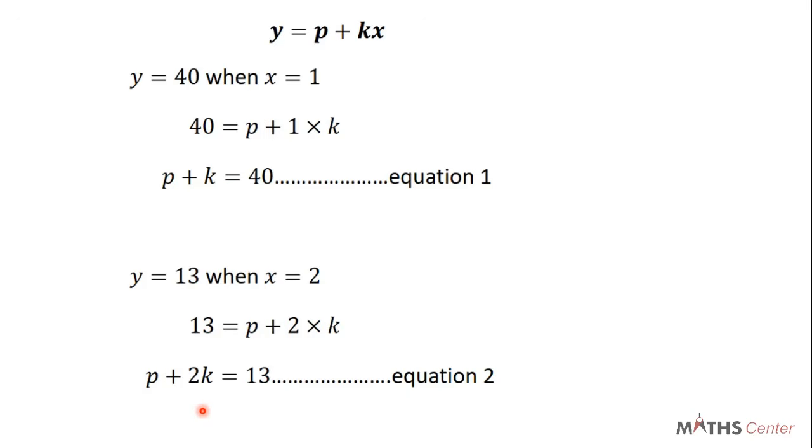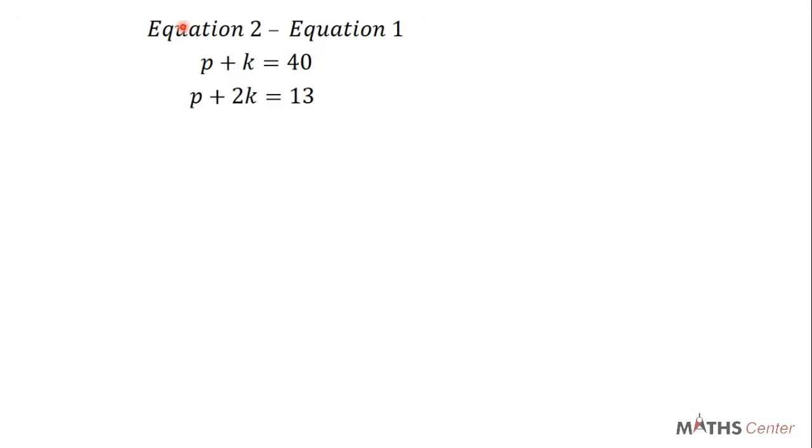And we are going to solve these two equations simultaneously. So we are going to continue from here in this video. So we have equation 1 as p plus k is equal to 40 and equation 2 as p plus 2k is equal to 13. We are going to use the elimination method. So we have equation 2 minus equation 1.